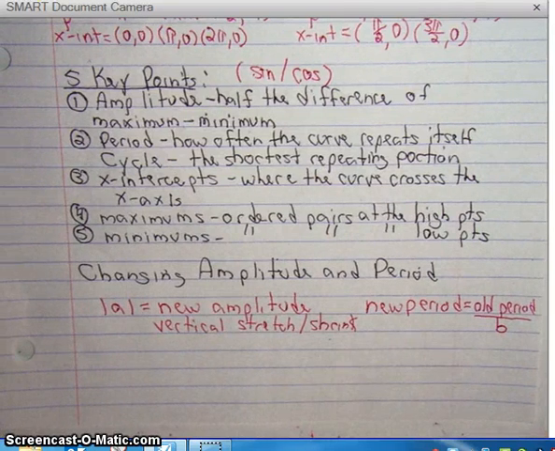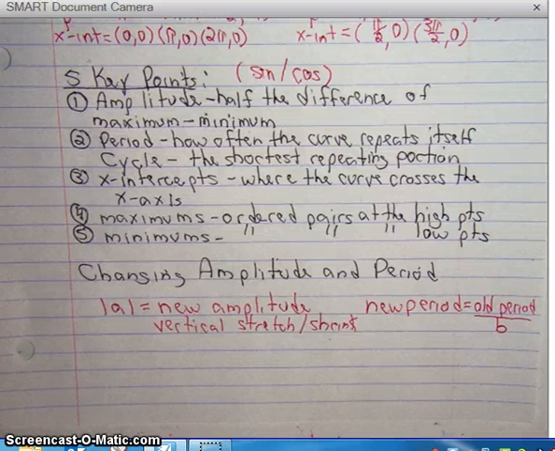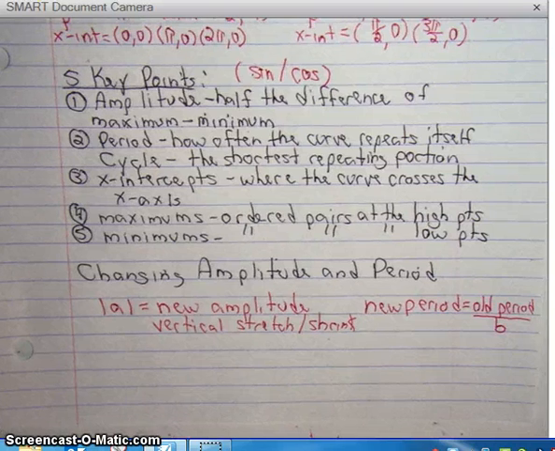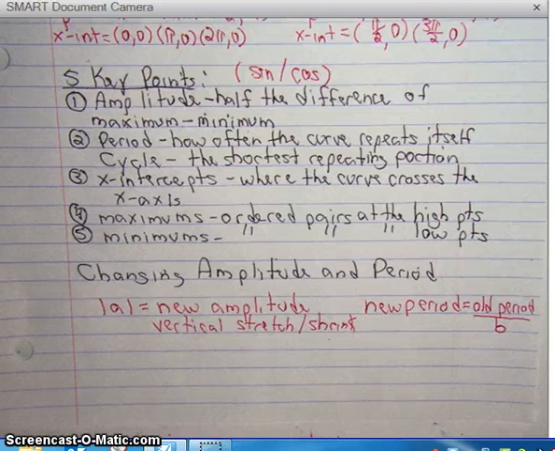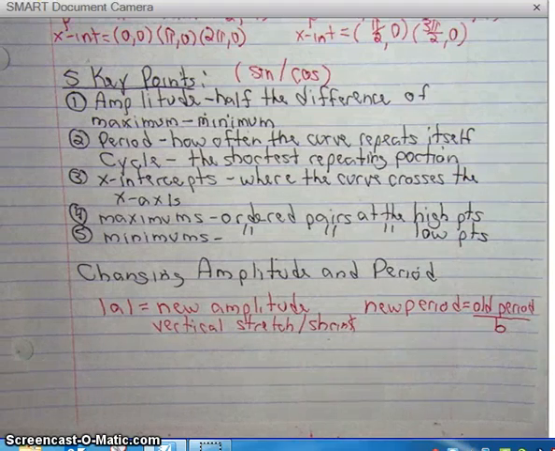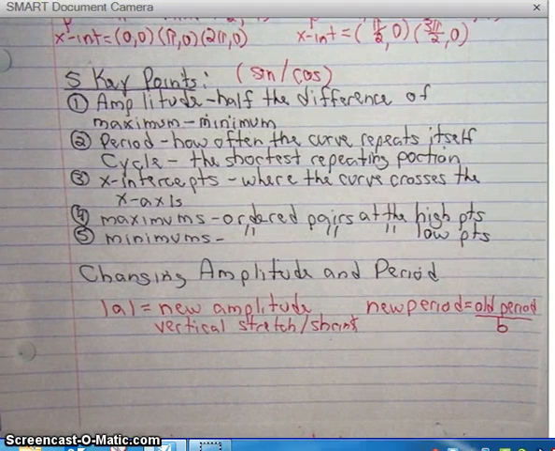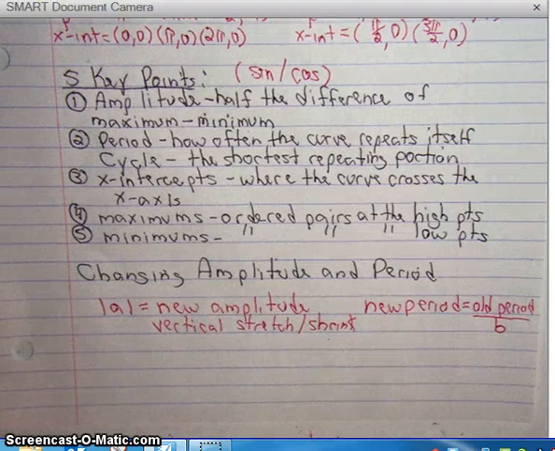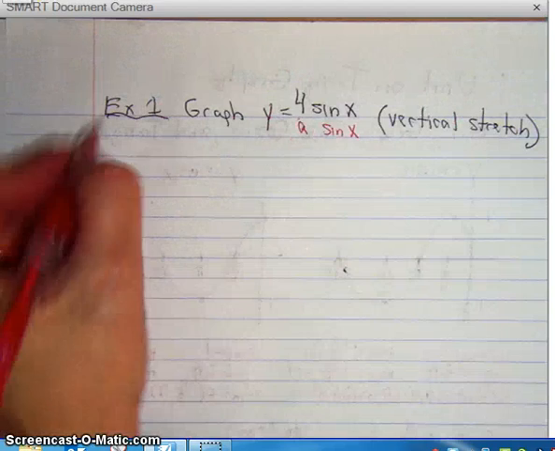So we're looking at changing on the board the A and the B. So we're affecting the amplitude and the period. Okay? So new period is old period divided by B. Right? And then that's all the vocabulary. Now we just graph, gang. Okay? So the rest is just graphing.